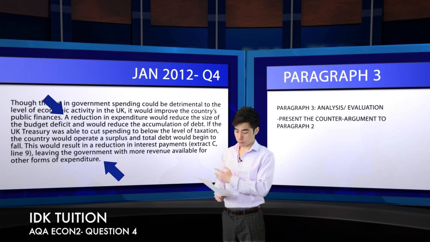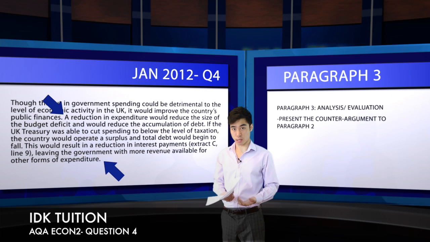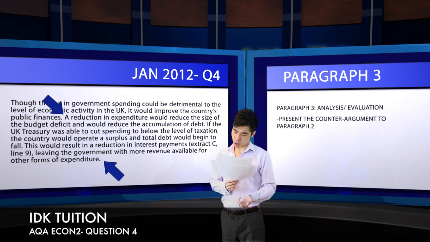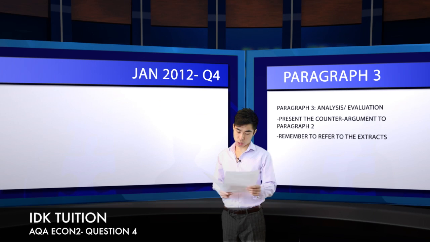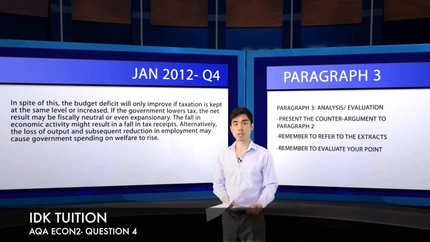And obviously you want to tie this into the fact that a reduction in the budget deficit is going to reduce our accumulation of debt, and over time, if we do eventually go from a deficit to a surplus, that's going to reduce our debt pile and reduce our debt payments. That's a point that's been made in extract C, line number 9. It's made in quite a roundabout way, but I think it's sufficient to reference this extract to pick up further application marks. Now, in terms of our evaluation of this point, we're saying that a cut in government spending is going to be good for the budget deficit, whereas this might not necessarily be the case.